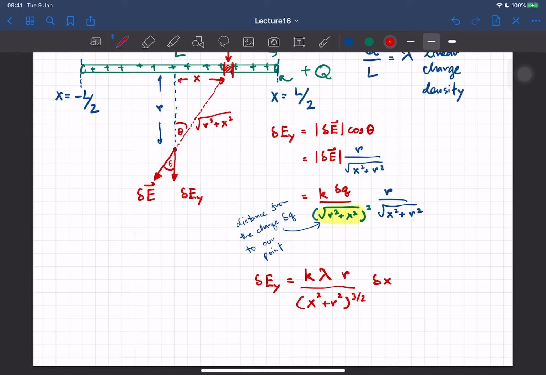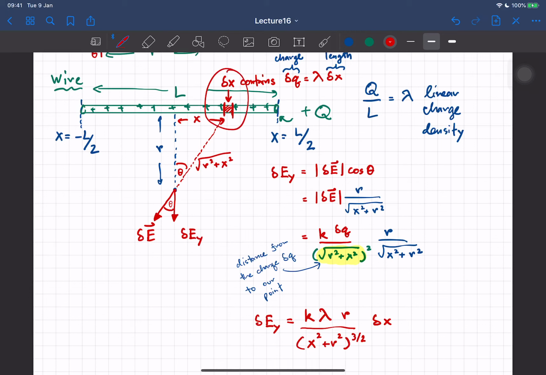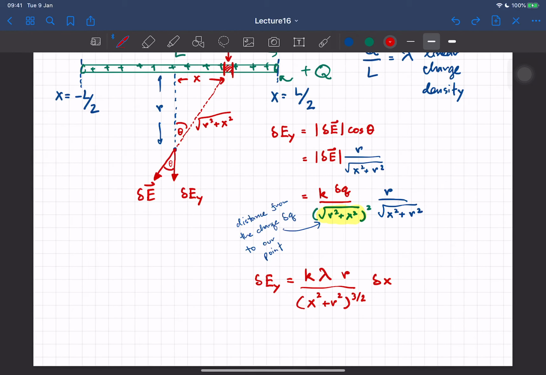Okay, so that's the electric field in the y direction, vertical direction, for this section of the wire, that tiny section of the wire. And the next step is just to integrate this, because we just need to sum contribution from every part of the wire. But before we do that, it might be beneficial to identify which part of this expression is a constant, which part is not.